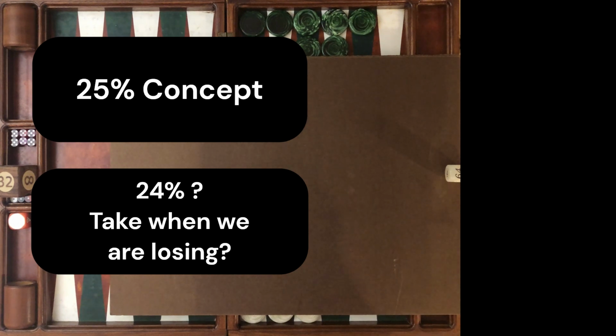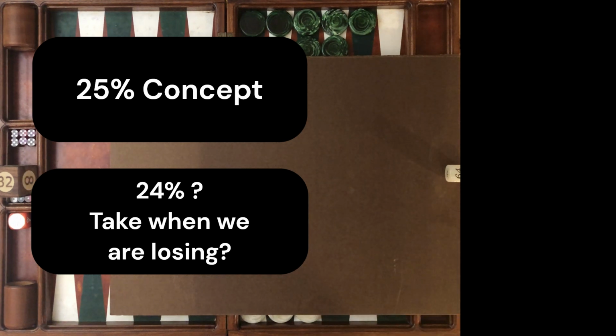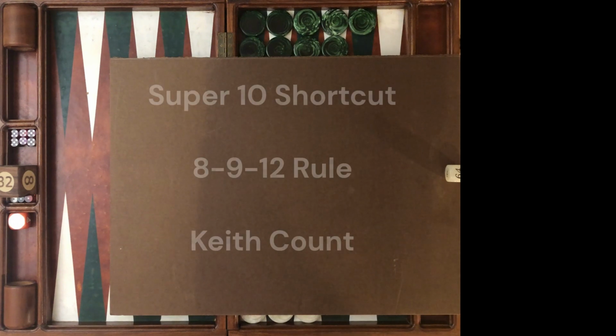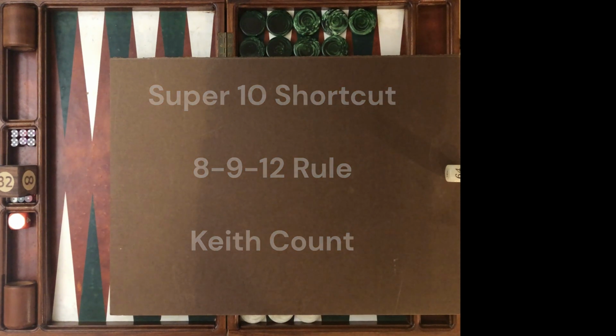It is something that is more useful at the start of the game and in the middle game. We don't really use it directly in the end game because we do have tools. We have our Super 10 shortcut, we have the 8, 9, 12 rule, and we have the Keith count, among others that we can use. So we use those, but it's still good to know this, and if you haven't seen it, or if you only heard of it, seeing it mapped out may help you remember it, because it is something that you always want to have in the back of your mind when you're playing backgammon.